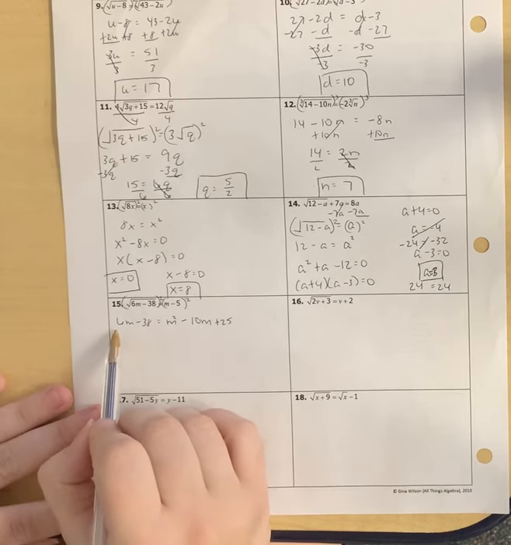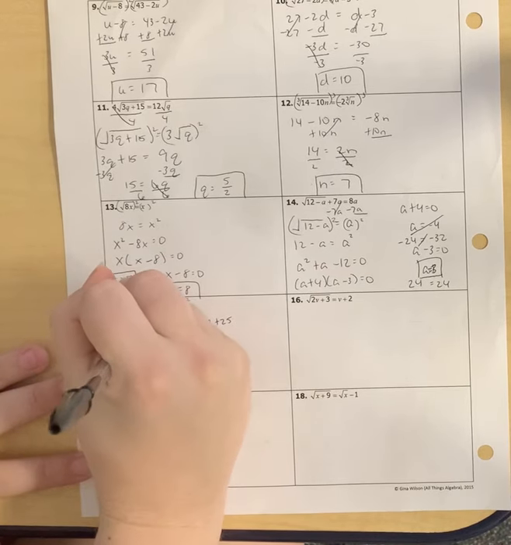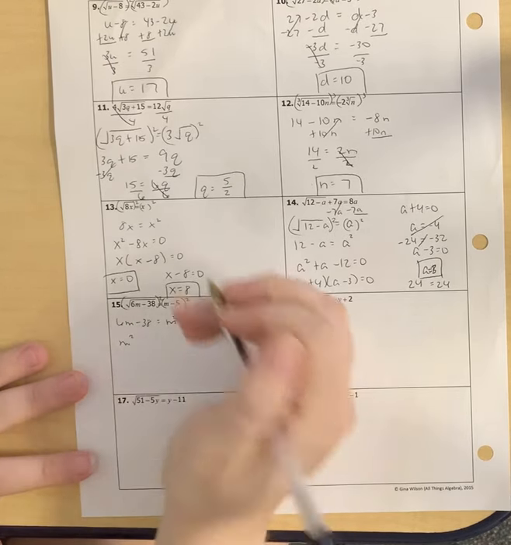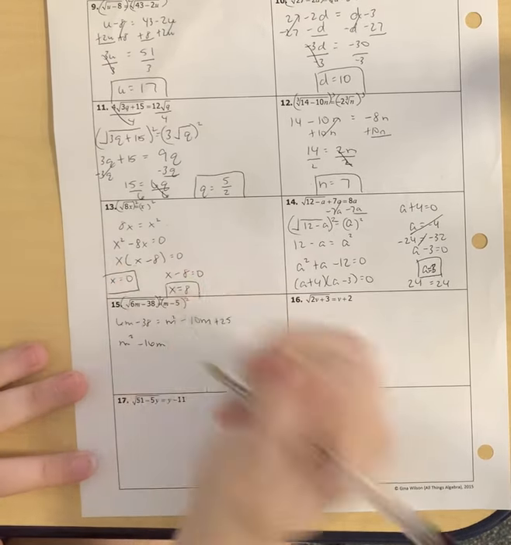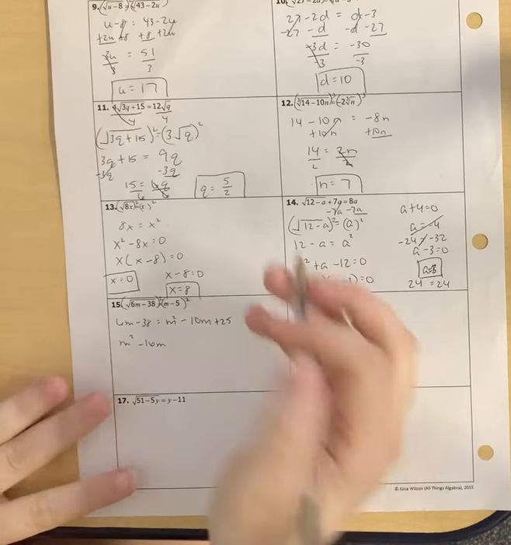So we're going to subtract 6m over, and we're going to add 38 over. So this turns into m squared. Subtracting 6m over, so negative 10m and negative 6m is negative 16m. Add 38 over, so 25 plus 38 is 63.